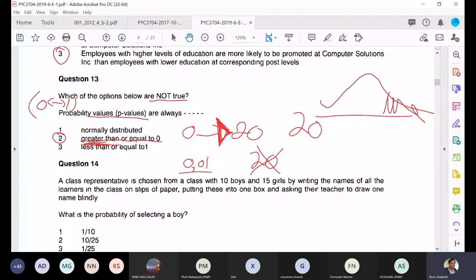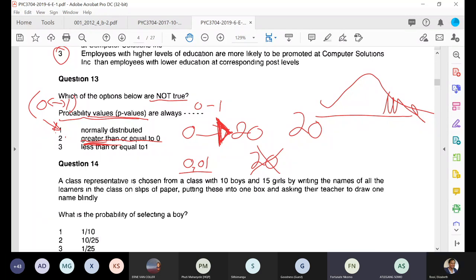So that is a very tricky one. Which of the options below are not true? Very tricky options. Because we know that p-values are always between 0 and 1. But are they always normally distributed? They are not normally distributed. Like I said, for a chi-square test, it's not a normal distribution. It is a skewed distribution. They are not always normally distributed, but they can be normally distributed, but they can never be greater than one.